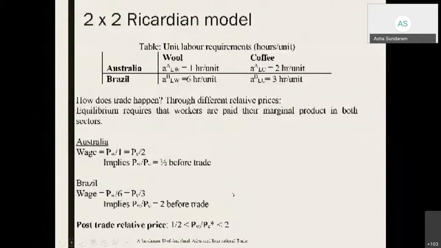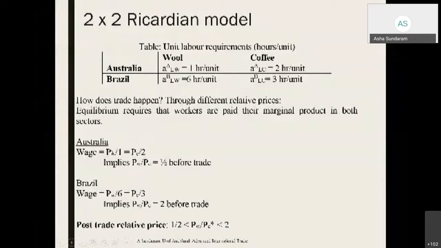Okay, so let's look at the equilibrium in autarky. So if you look at Australia, if you want equilibrium, what you want is that the workers in Australia, and remember here, labor is the only factor of production, so workers are going to be paid their marginal product in both sectors, right? So in Australia, the Australian wage is going to be equal to the value of the marginal product of labor in wool. Okay, so remember that's PW times the productivity. And note that the productivity is just the inverse of the unit labor requirement.